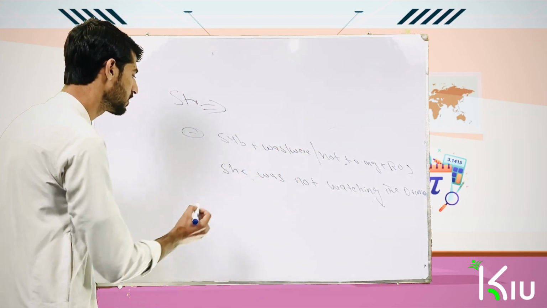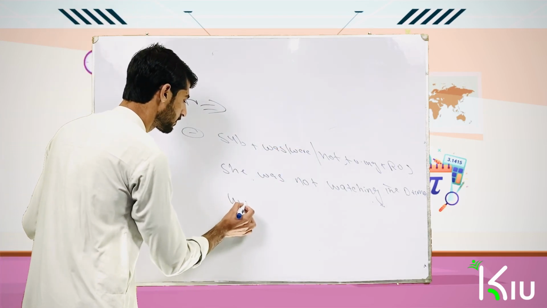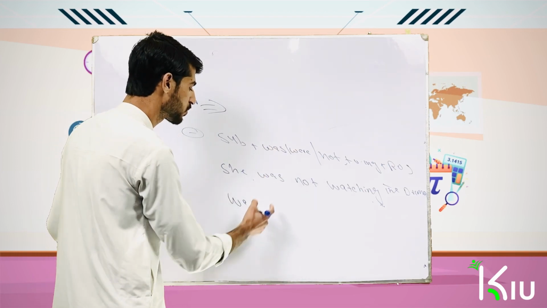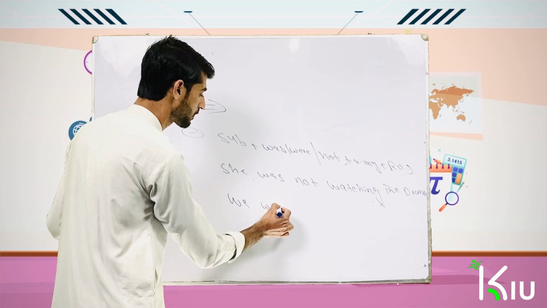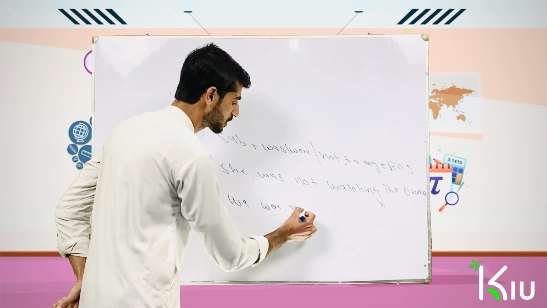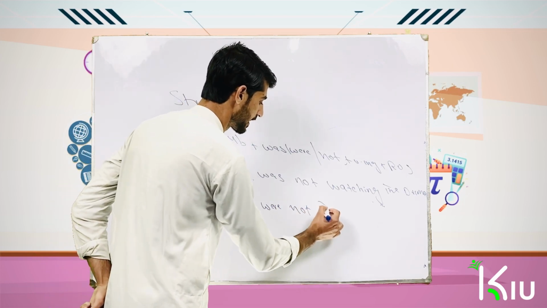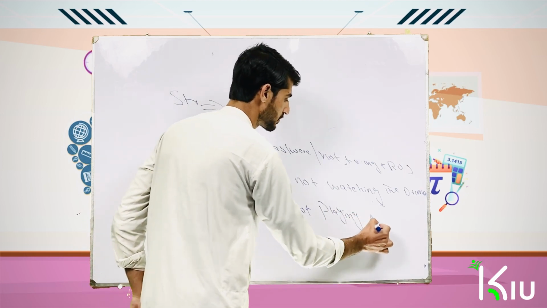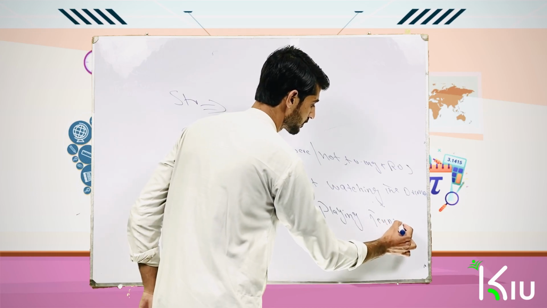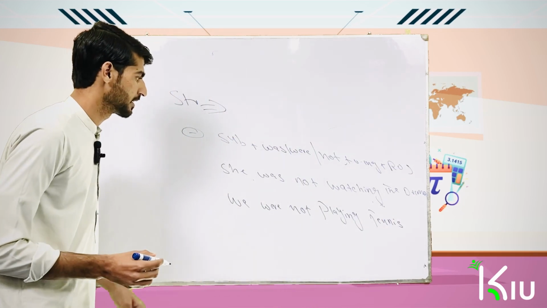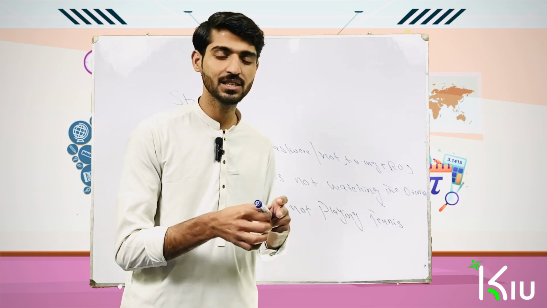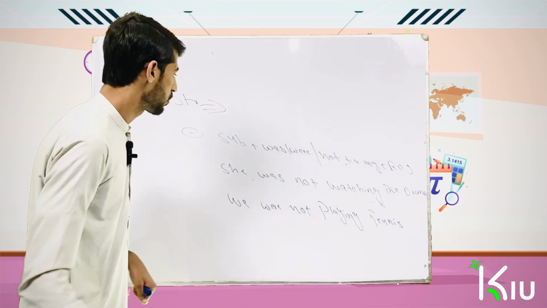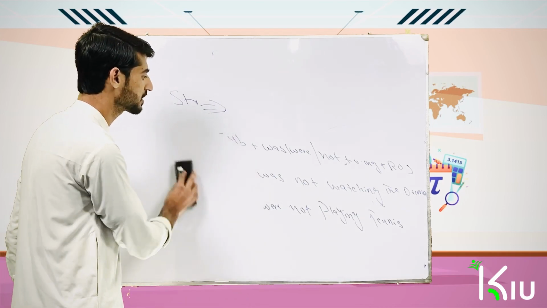Where will we put were? If the subject is plural. The subject is we, so we'll put were. We were not playing tennis. It was all about the negative structure of past continuous tense. Now let's get ahead with the last structure of past continuous tense.